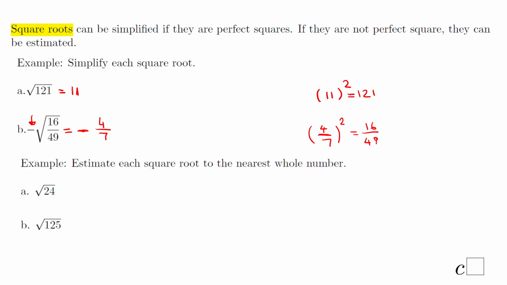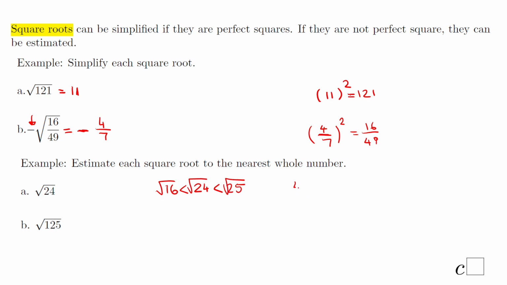And the second part, we're going to estimate square roots to the nearest whole number. Let's see how we do that. You notice the square root of 24. Now I'm looking for two perfect squares that are close to 24, and one of them is 25. The other one is 16. These two numbers, 16 and 25, are perfect squares. 4 squared is 16, 5 squared is 25. Now I can take the square root and keep this inequality you see here.